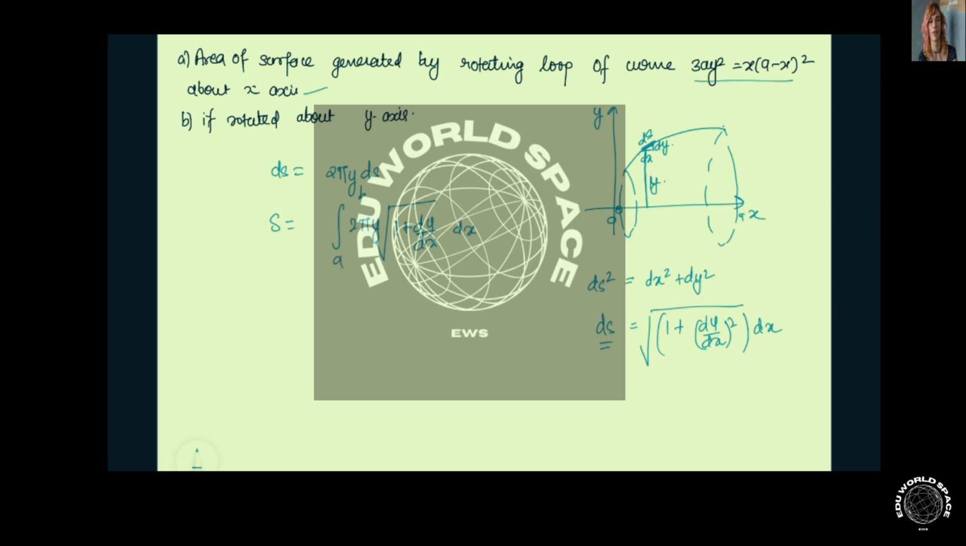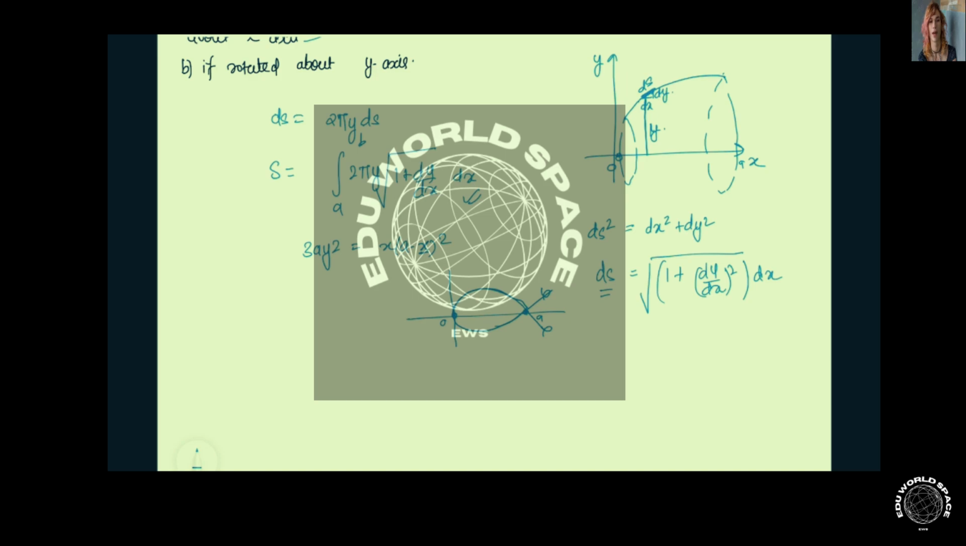Okay, so after obtaining this formula, now let's go to the equation of our loop, which is 3ay² = x(a − x)². Now if we plot this loop, we get a loop like this, since at a it is 0 and at x equals 0 it is 0. So at two points we have our loop, at 0 and at a. We need the surface area of this loop only, and we are not bothered about this part, so we have to integrate from 0 to a.